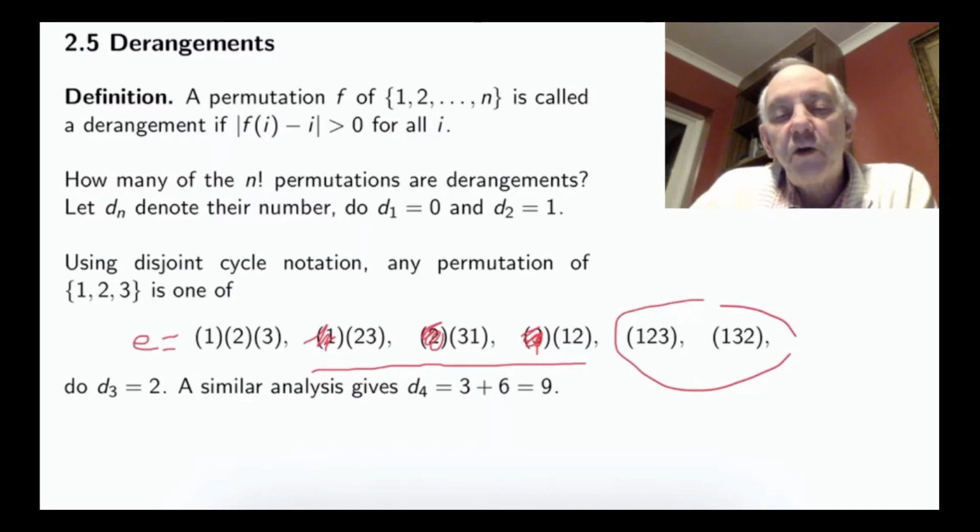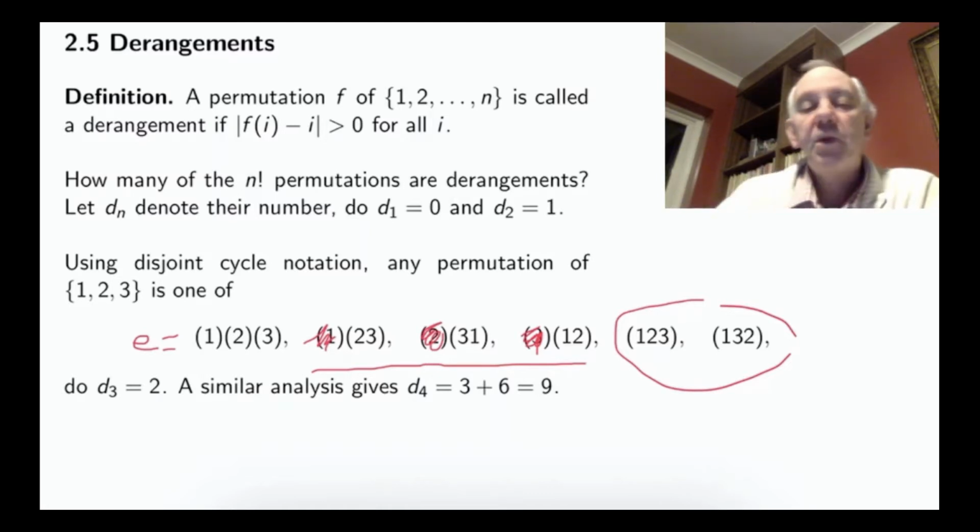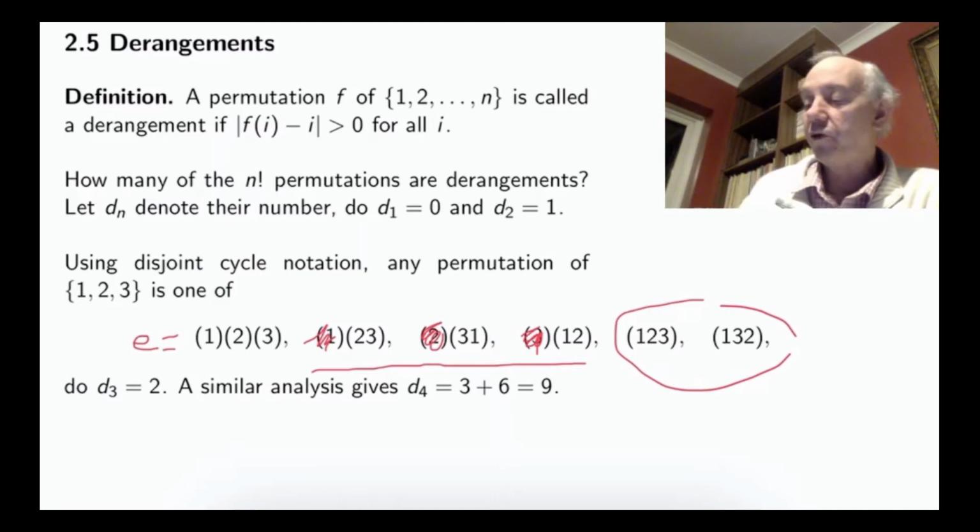But it gets pretty laborious to do this using the group theory, so one needs a more combinatorial way of finding the formula for dn. And that's really the point of what I want to talk about.